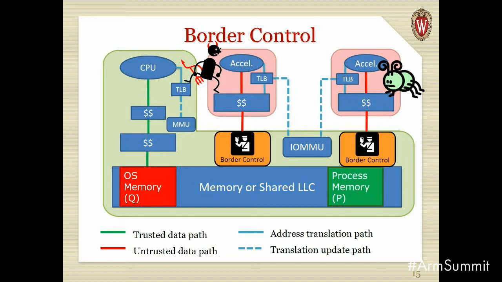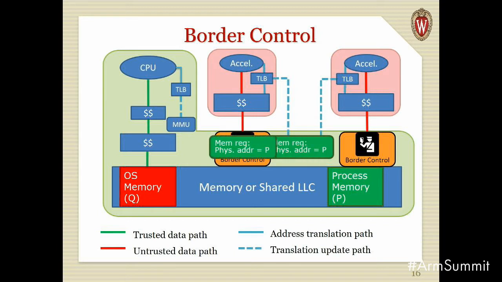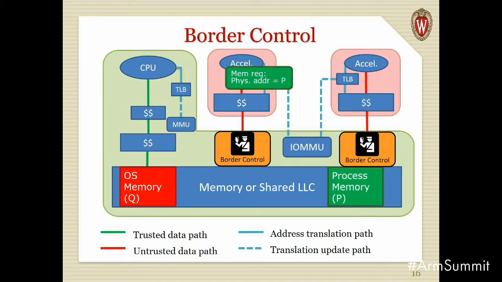So the way this works is, like before, we have a virtual address. We look in the TLB. If that misses, we'll go to the IOMMU, translate it to our green address P. But at this point, the IOMMU is also going to say, hey, border control agent, here, this P, that's a valid address for you to access. And the border control agent is going to remember that, and we can return P back.